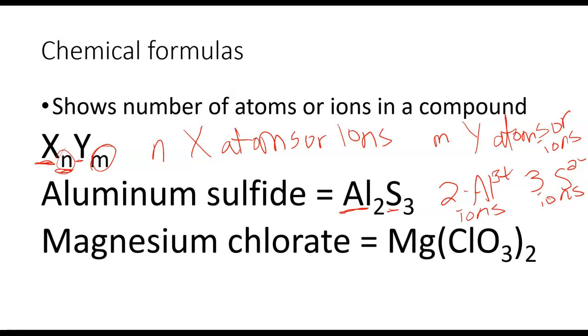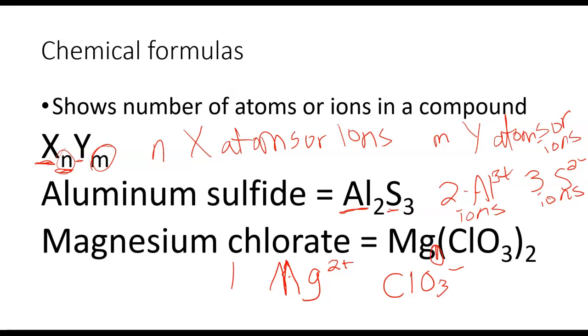it's aluminum sulfide here. If we look at magnesium chlorate, magnesium, we have Mg. There's only one of it, so there's no subscript written here. So if we only have one, this subscript is left off because it's assumed that there's one. So there's one of the Mg2+ ion, so magnesium is a 2+ ion. Chlorate here is a ClO3- ion.